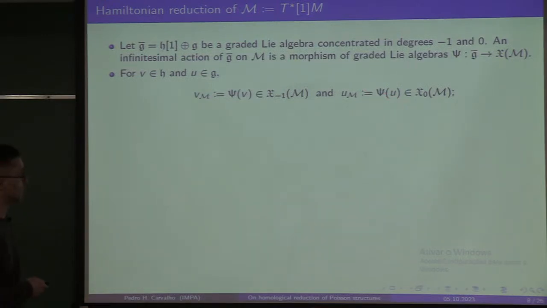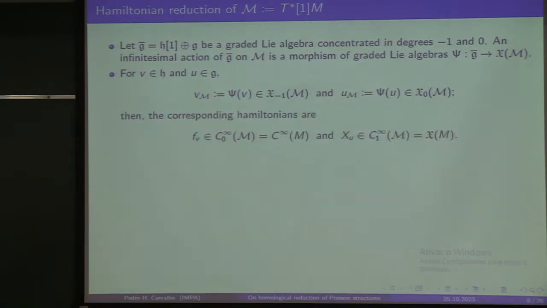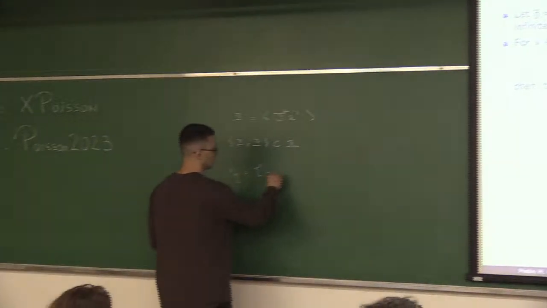But I want this action to be Hamiltonian. What does it mean for an action to be Hamiltonian? It means that you have Hamiltonian functions associated to it, and I have a Poisson bracket on this manifold. So what does it mean for this element or this one to be Hamiltonian? I want this V_m to be the bracket with something.